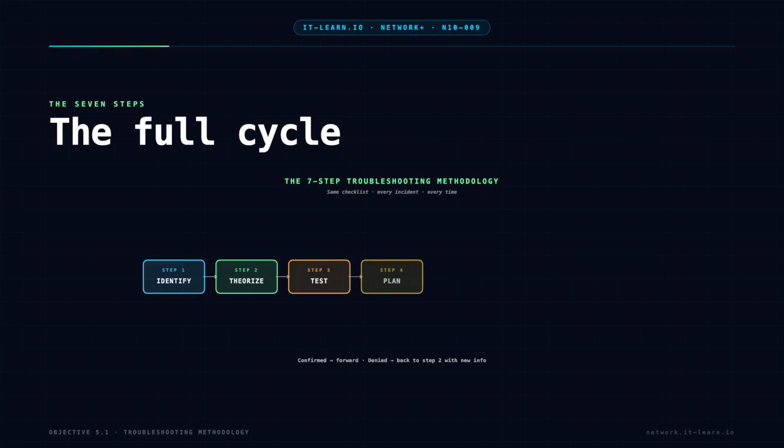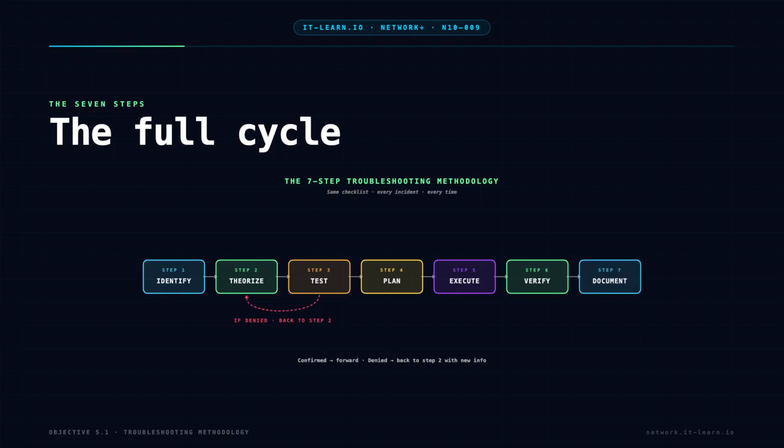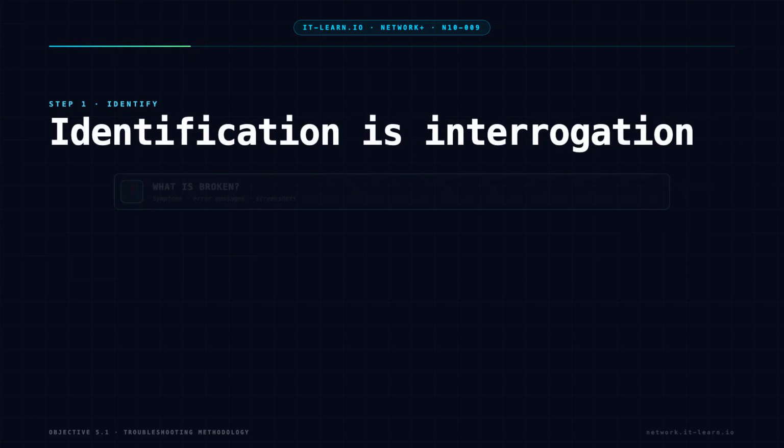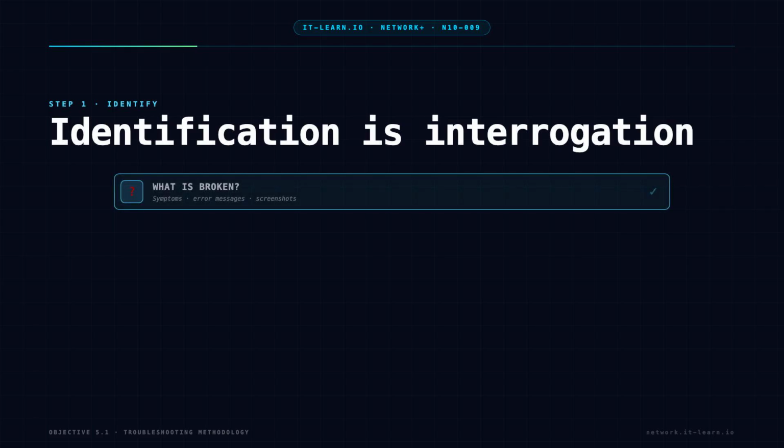Step 1. Identify the problem. Sounds easy. It is not. If you do not correctly identify the problem, you cannot solve it. You can only get lucky. Identification is interrogation. What exactly is broken? When did it start? What changed? How many users are affected? Can you reproduce it? Is it one person, one floor, one building, or the whole network?